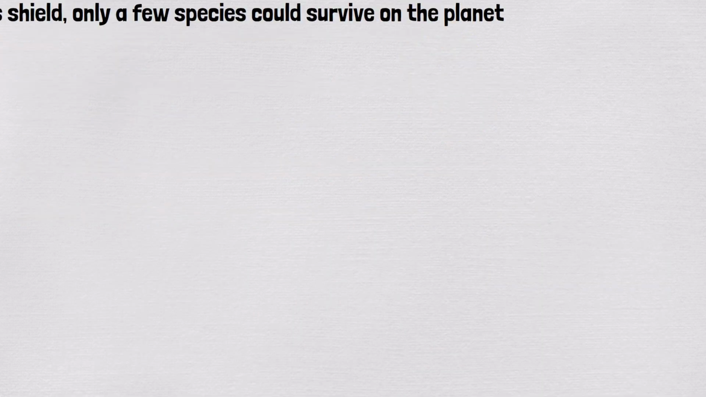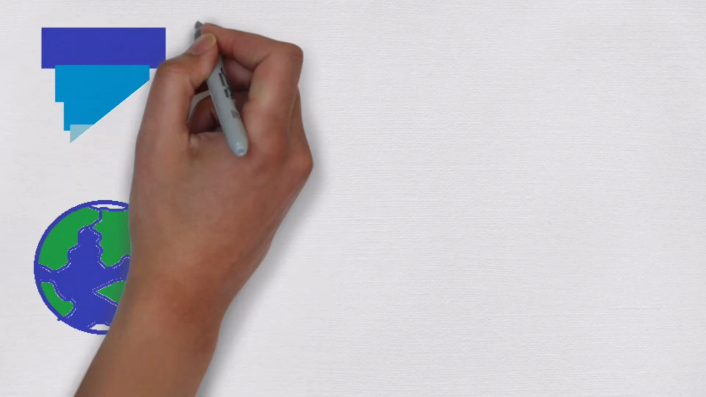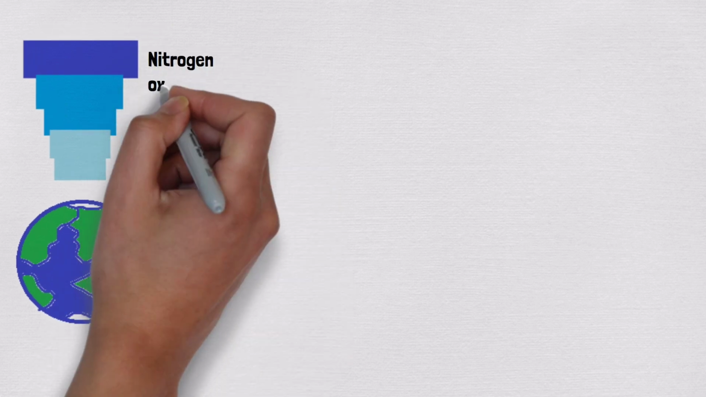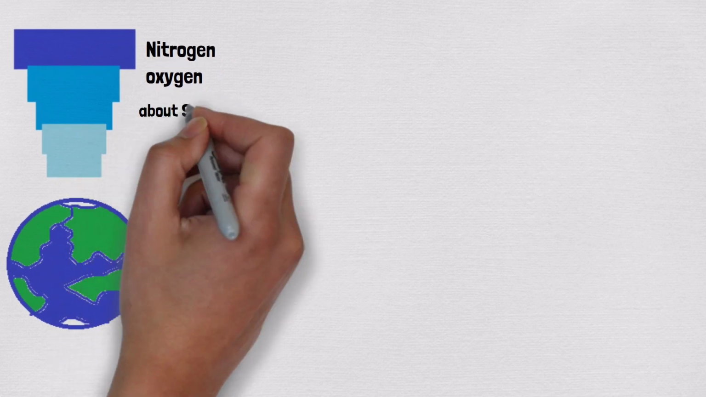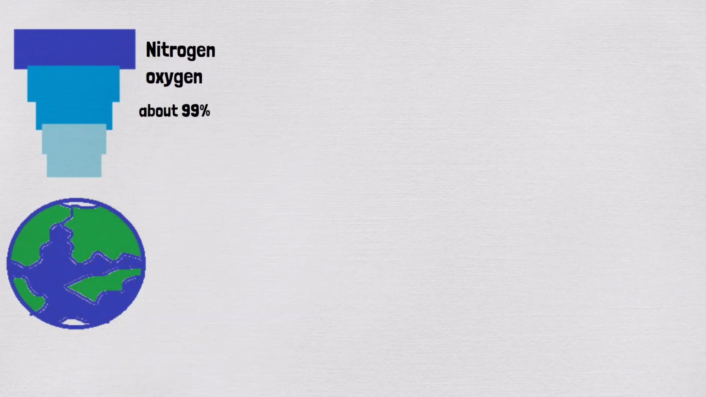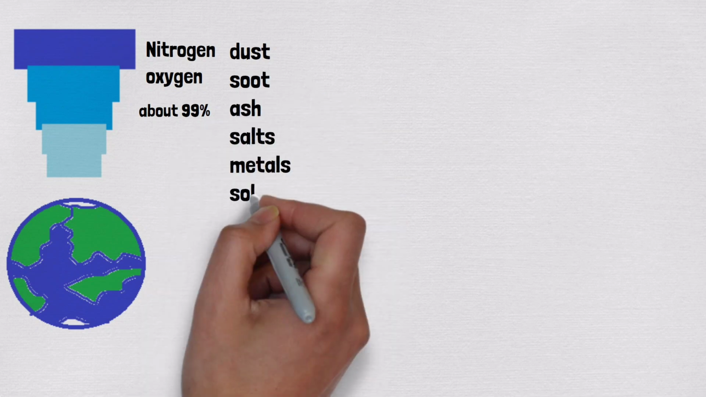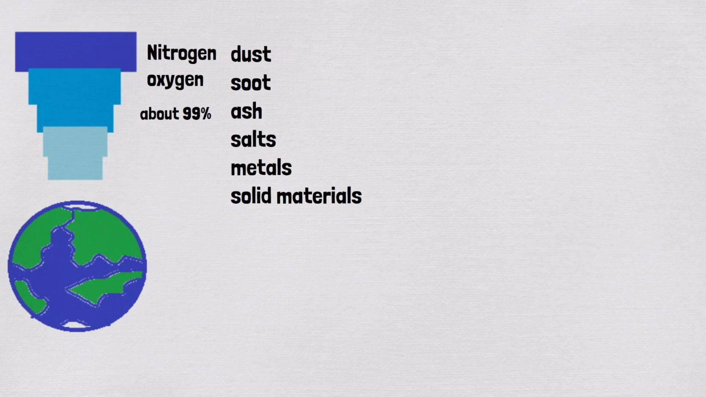Composition of Earth's atmosphere. Nitrogen and oxygen make up about 99% of the Earth's atmosphere. The remaining gases exist in trace amounts but play crucial roles. Humidity refers to the amount of water vapor in the air, which varies by location and season. Some substances in the atmosphere aren't gases but include dust, soot, ash, salts, metals, and other solid materials that make up a tiny fraction of the atmosphere.